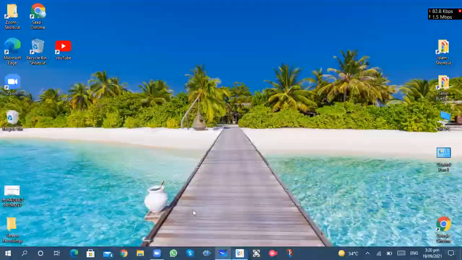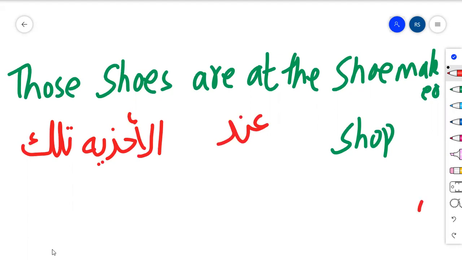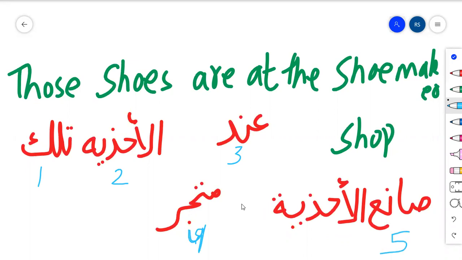So for the word those, we will say tilka. And for the shoes, we say al ahziya. Then at will say inda. Then shoemaker is called Sani'ul Ahziya. Then shop means matjar, or you can also say dukan, both are okay. So now we need to make a sentence using these words written in red color. So we'll say tilkal ahziya inda matjari sani il ahziya, okay.